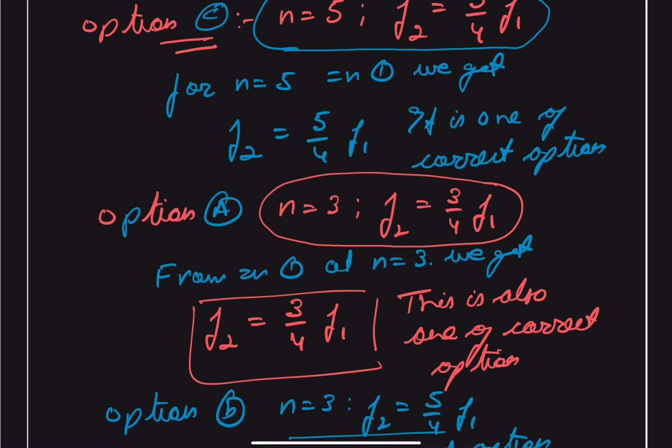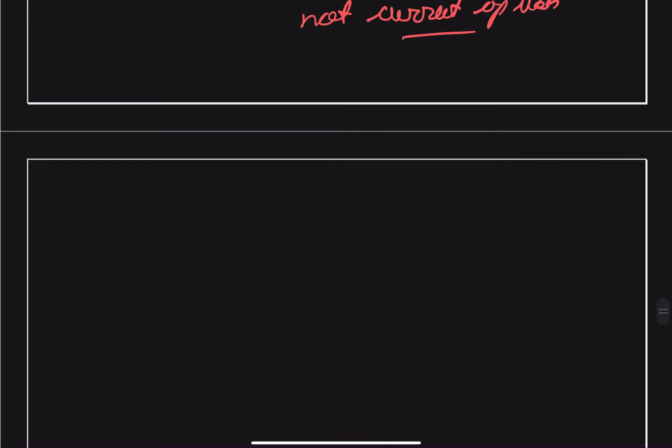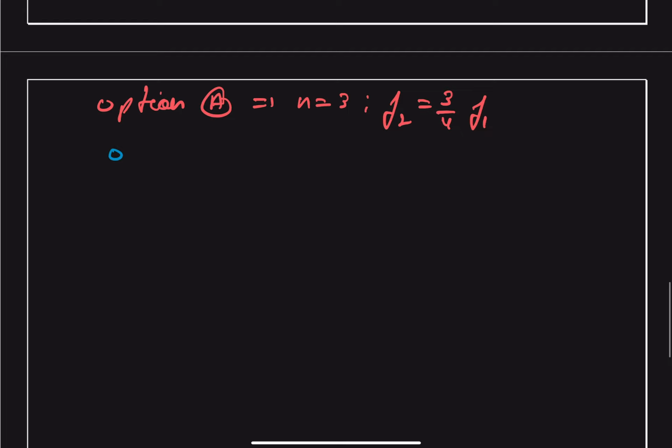But in the question, it is a single correct option, so we have to solve it further. Options A and C are correct, so let me write them here. Option A gives that for n equal to 3, we have f2 equal to 3 by 4 times f1, and option C gives that for n equal to 5, we have f2 equal to 5 by 4 times f1.